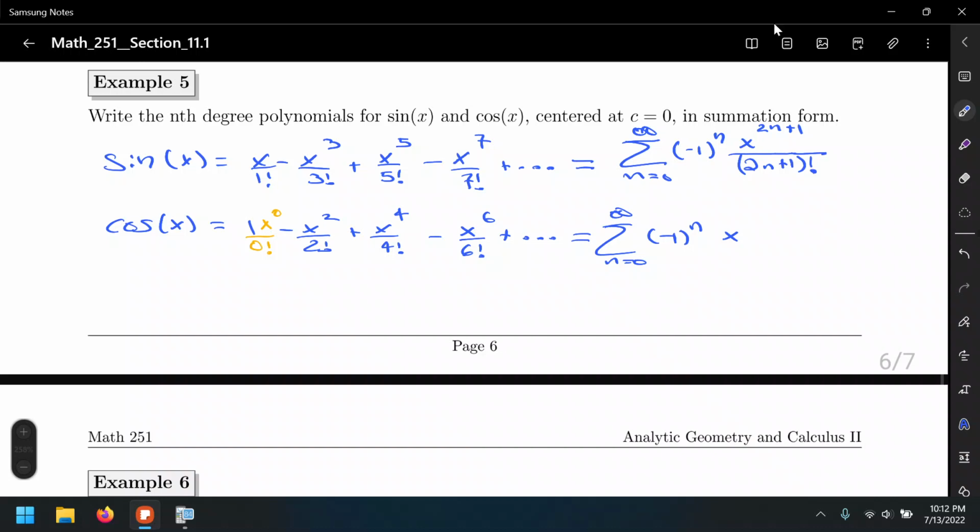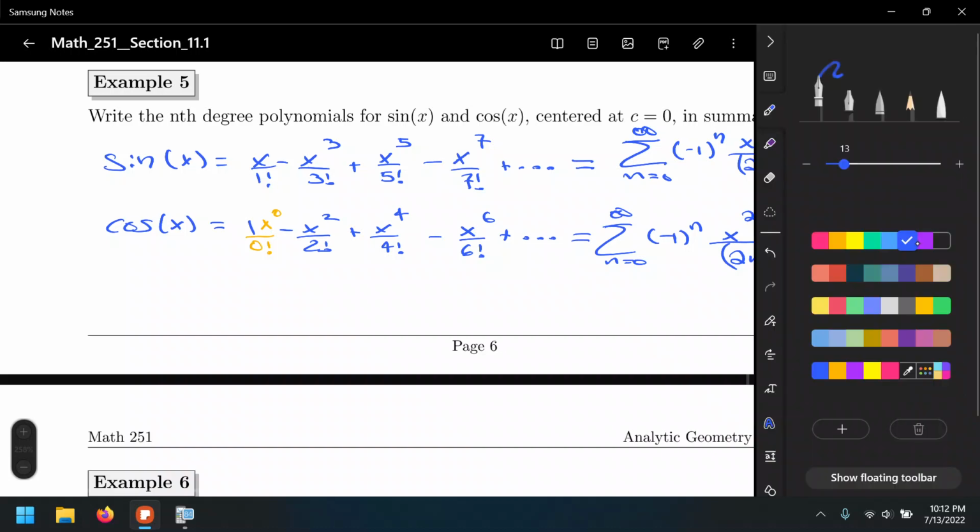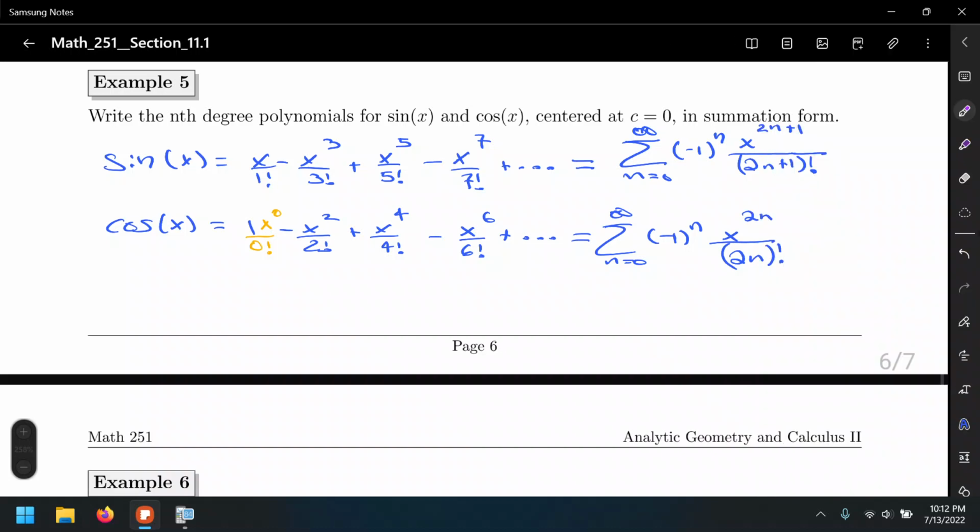So in this case 0, 2, 4, 6, that's the sequence of even numbers. So it's x to the 2n, and 2n, the whole thing factorial. We need to be careful when we say 2n factorial. We need to make sure that everything is inside of the parentheses, because the factorial of 2n is not the same as 2 times n factorial. Try it for some values of n, and you'll see how it's not the same.